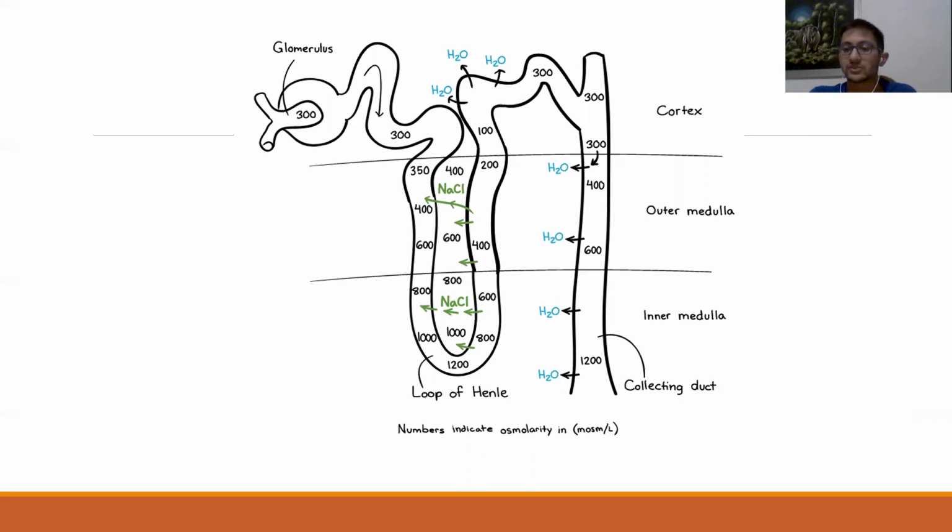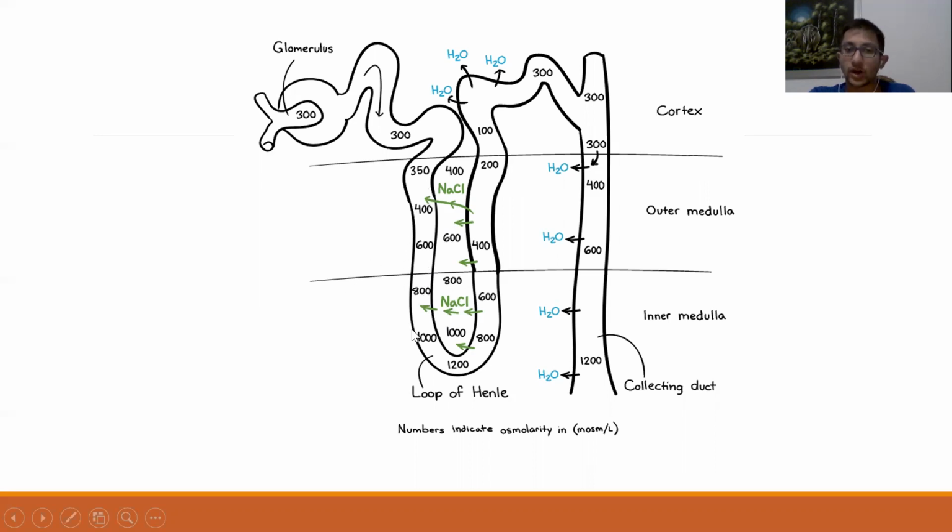If you thought isotonic absorption, then you're thinking right. And as we move into the thin descending loop of Henle, the urine is getting more and more concentrated because the interstitium over here, as you can see, has a very high osmolarity, and because of that, water is drawn out.